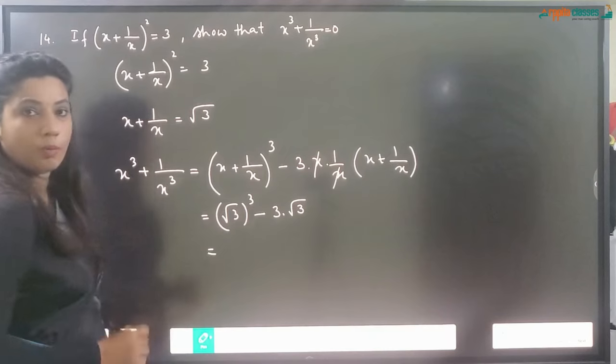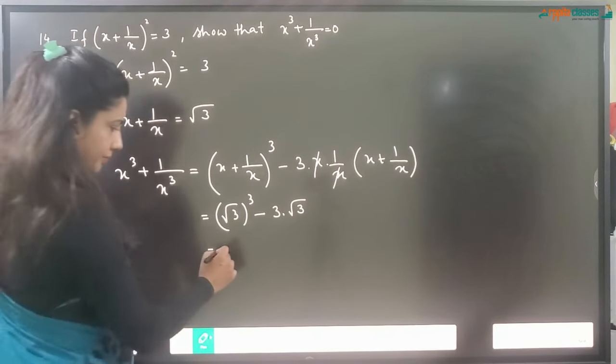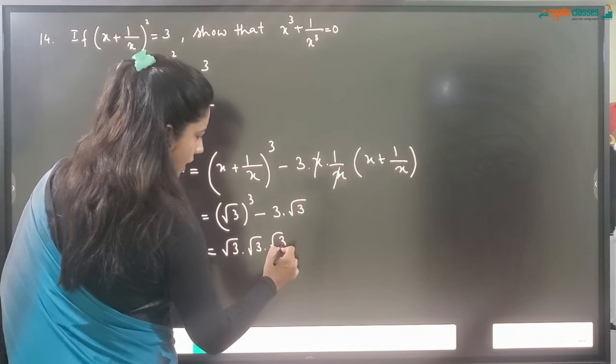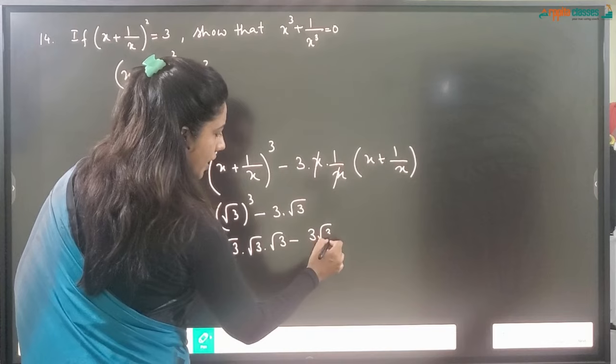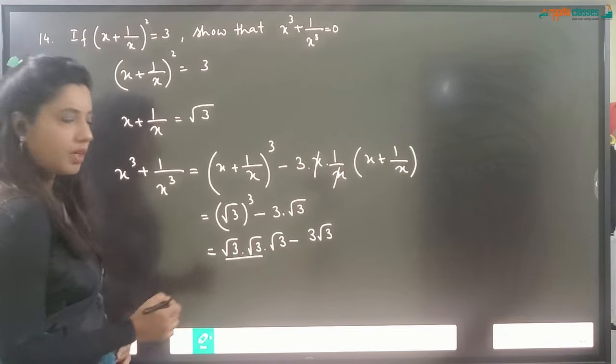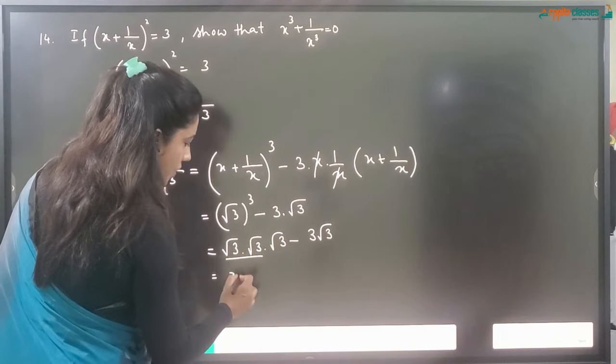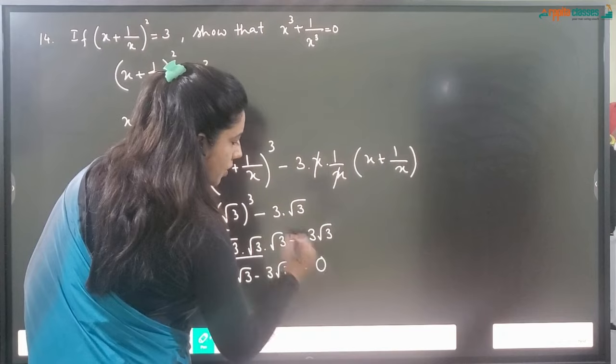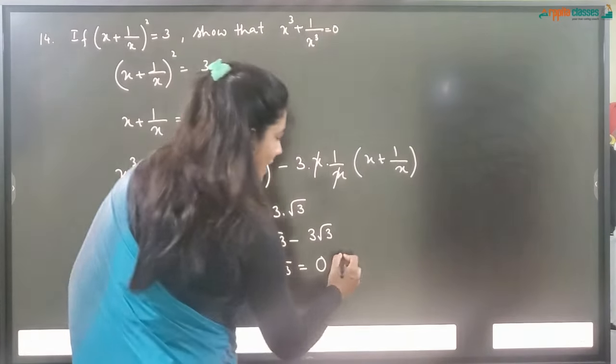Now root 3 whole cube is root 3 into root 3 into root 3. I am writing it once for you. Root 3 into root 3 into root 3 and minus 3 root 3. Now see, root 3 into root 3 is what? 3. So here we get 3 root 3 minus 3 root 3. 3 root 3 minus 3 root 3 is 0. So proved.